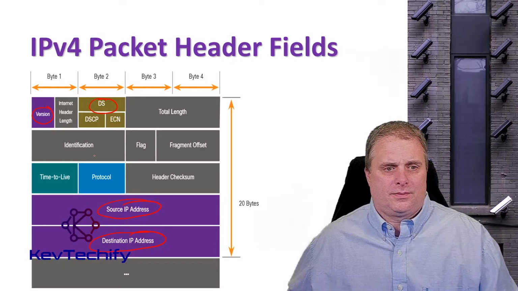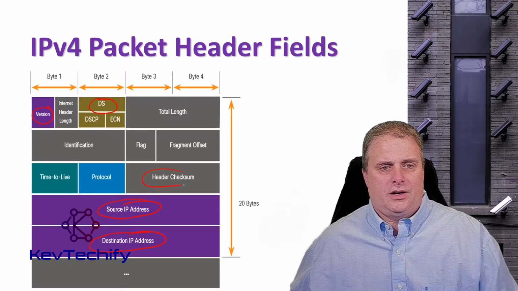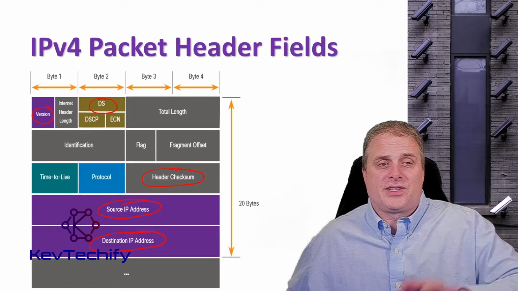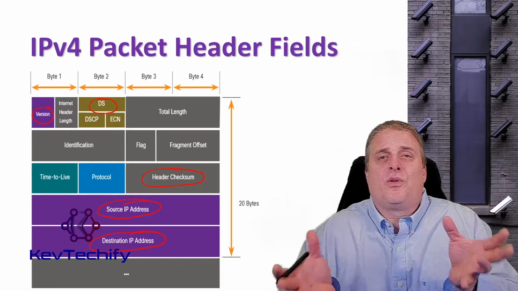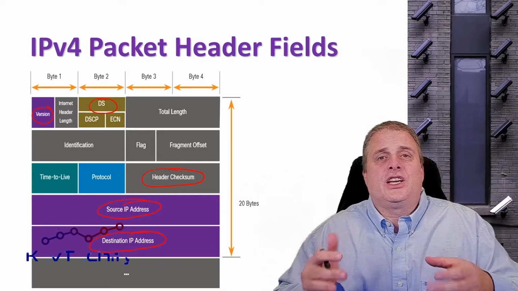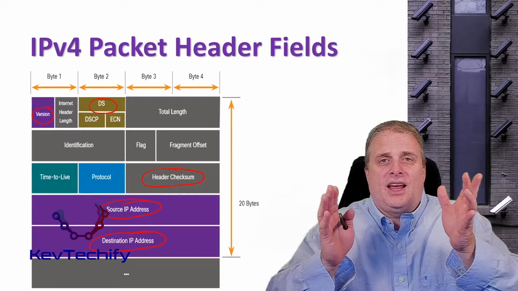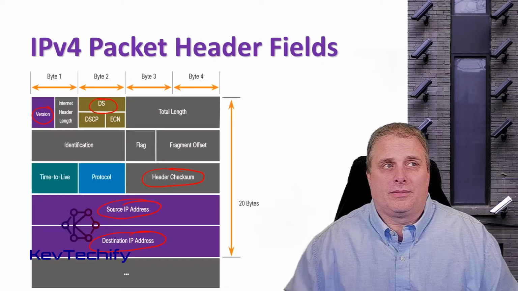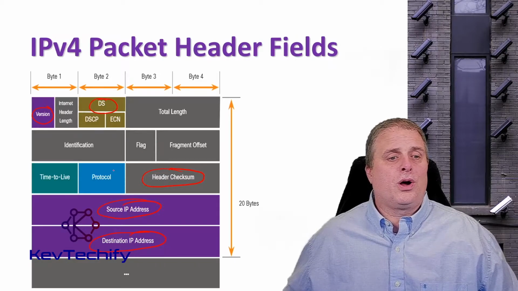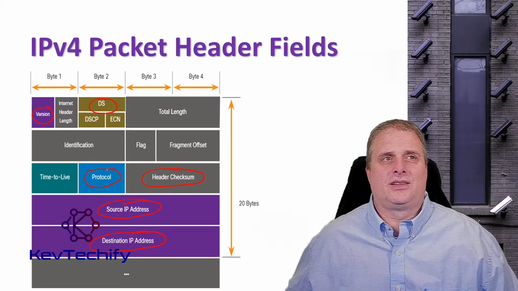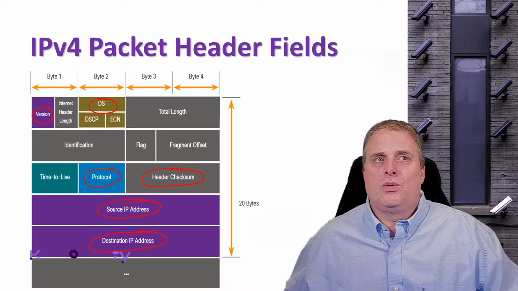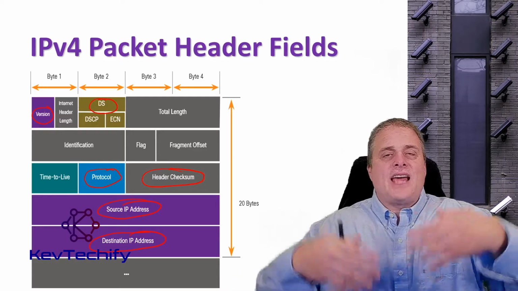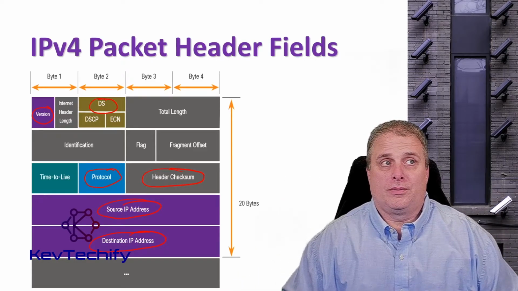Header checksum right here. It detects corruption in the IPv4 header. So if something changed in this IPv4 packet header, this header checksum will identify it, and if there's an error there, it'll just delete this whole entire IPv4 packet. The protocol field identifies the next level protocol, whether it's ICMP, TCP, or UDP. It identifies that segment we got from layer 4.